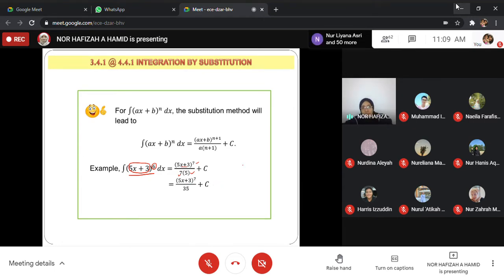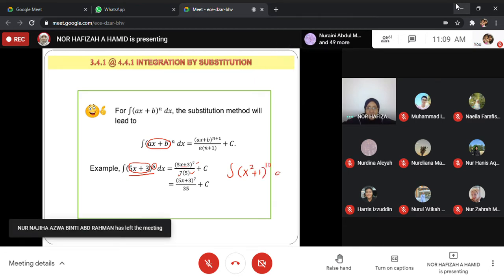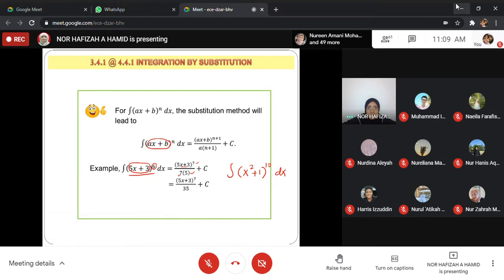But this formula has a restriction: it is only for linear functions. For example, this one is linear. If you want to integrate, for example, x square plus 1 to the power of 10 dx, you cannot use the formula, because this function is not linear. This one is quadratic. So anything other than linear, you cannot solve using this formula.